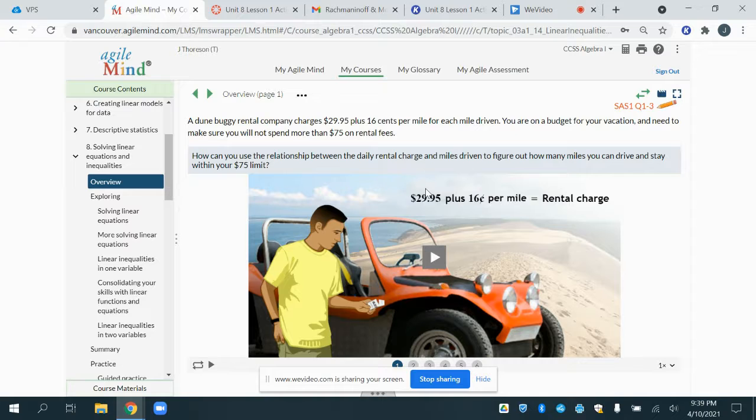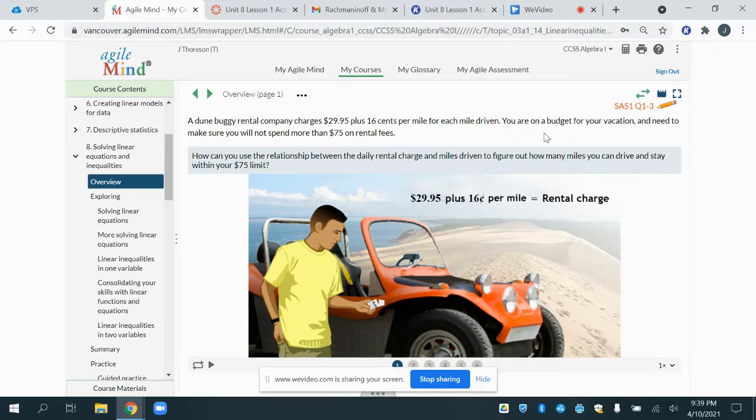And we're in the overview. We're talking about a dune buggy rental company, and they charge you $29.95 plus 16 cents per mile. You're on a budget for your vacation. You need to make sure you don't spend more than $75 for the rental fee, and they're going to ask how much. Now, most of us would probably solve this by paying $29.95, subtracting that from 75, and then dividing the rest by 16 cents to figure out how many miles you can drive.